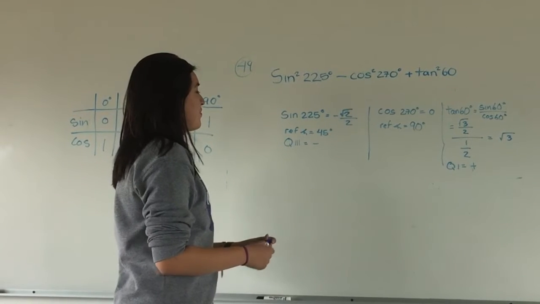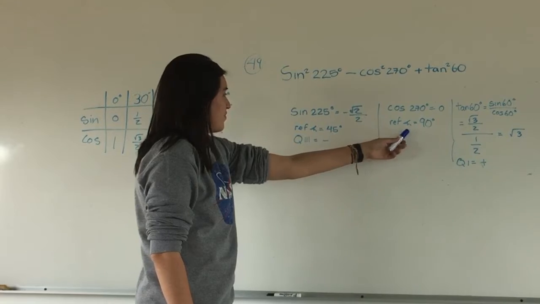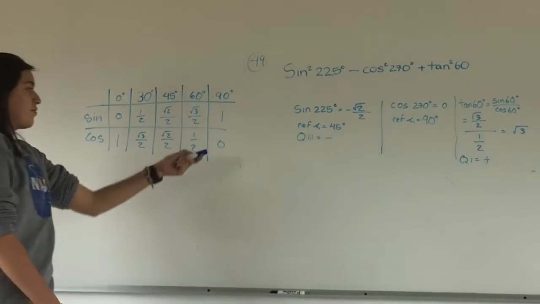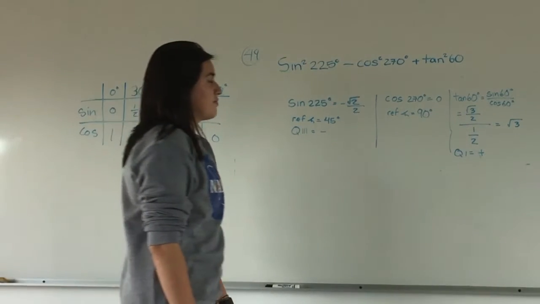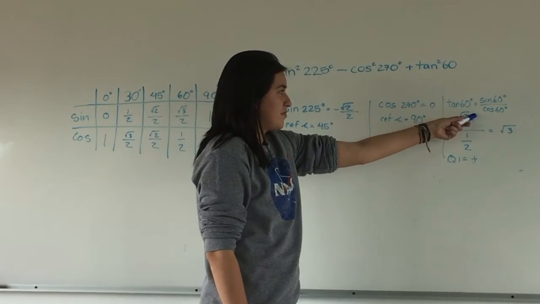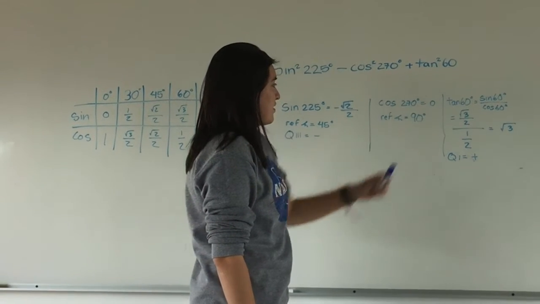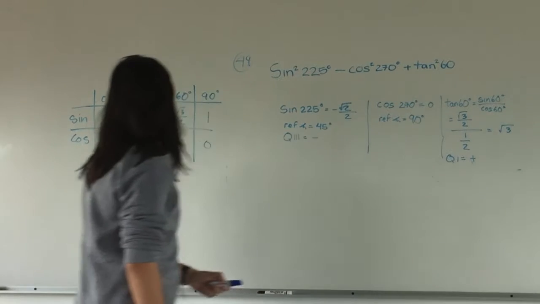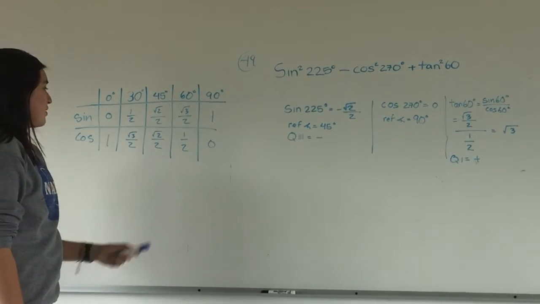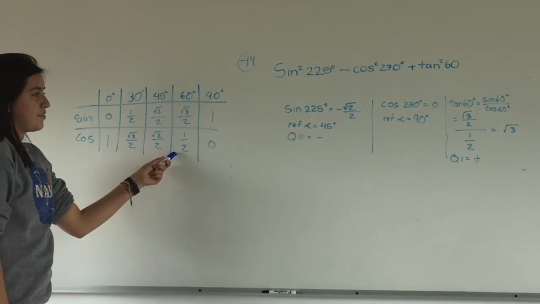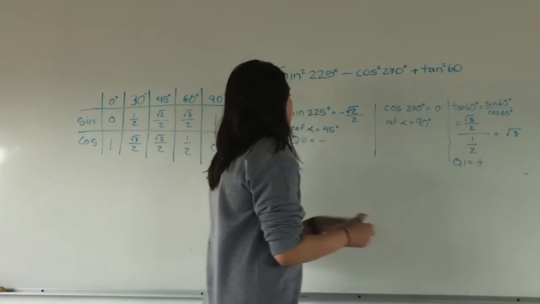Now, for cosine of 270, its reference angle is 90 degrees. Now, we look at the table, and the value is 0. For tangent of 60, tangent is equal to sine over cosine. So sine of 60 over cosine of 60 will give us tangent of 60. Now, the value of sine of 60 is square root of 3 over 2. And cosine of 60 equals 1/2. Then we solve this and it gives us square root of 3.